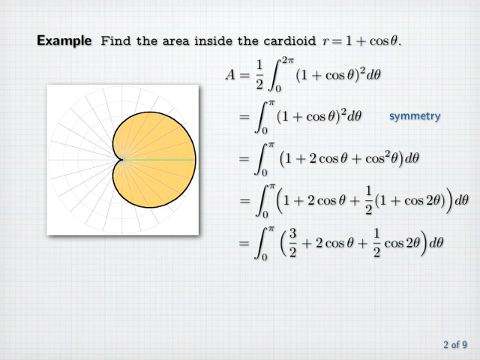So now we anti-differentiate, getting 3/2 theta plus 2 sine theta plus 1/4 of sine 2 theta, which we evaluate from 0 to pi. The value of the antiderivative at theta equals pi is 3/2 times pi plus 0, and the value at 0 is 0, so the area is 3/2 pi.